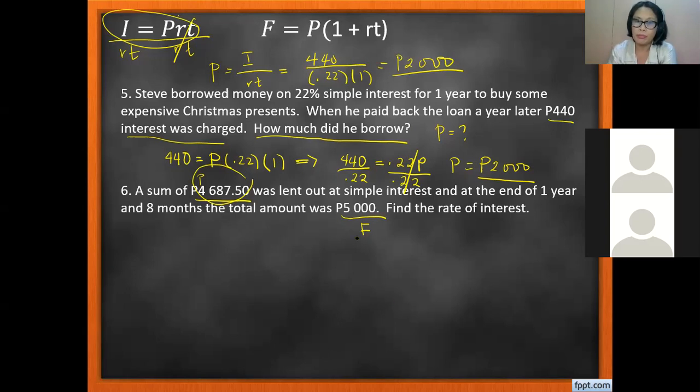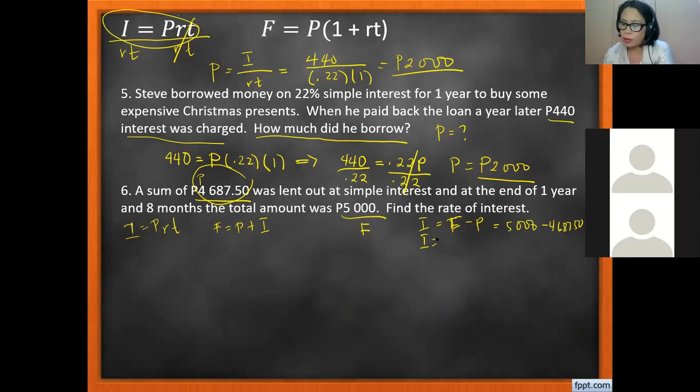Okay? So we can make use of this formula, I equals PRT. We know I by working on the difference between the two, since F is also equal to P plus I, so your I is, transposing P to the other side, F minus P. So if I equals F minus P, then you subtract 4,687.50 from 5,000. And I is the difference between the two.